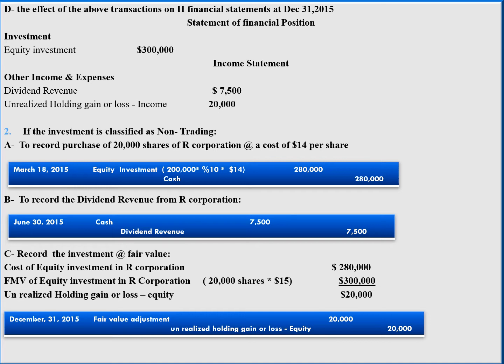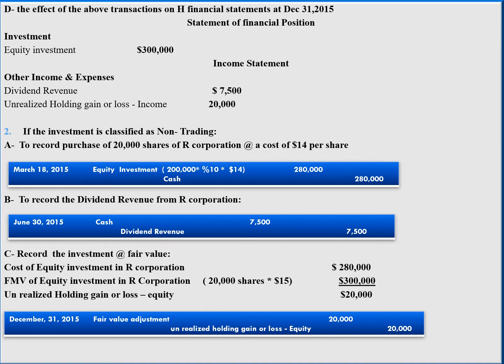Number A. Record the purchase of 20,000 shares of our corporation at a cost of $14 per share. زي ما اتفقنا يا شباب debit equity investment, credit cash, value $280,000. Number B. Record the dividend revenue from our corporation: debit cash, credit dividend revenue $7,500.